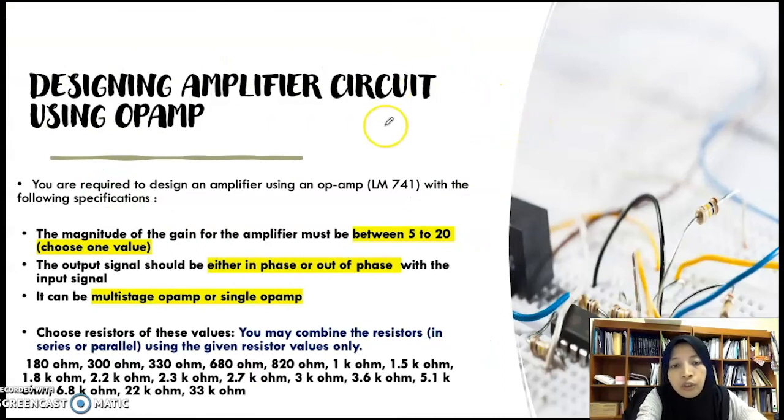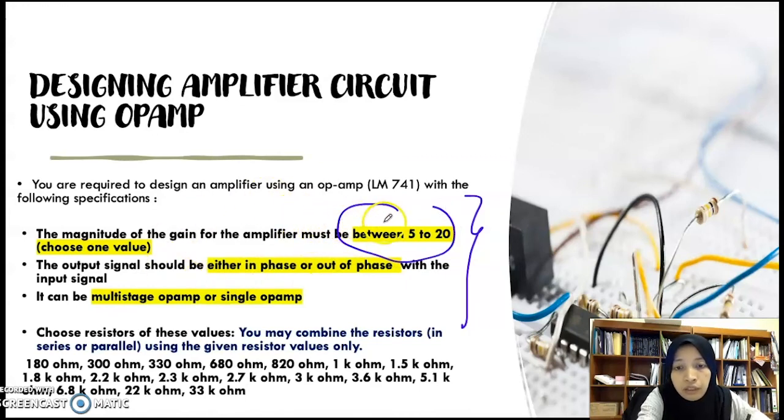Okay. In order for you to design your op-amp, this is the specification. Your gain must be between 5 to 20. It needs to be either in phase or out of phase, and it can be multi-stage or a single op-amp. You can only use the list of these resistors, because these are the resistors that are available in the lab.